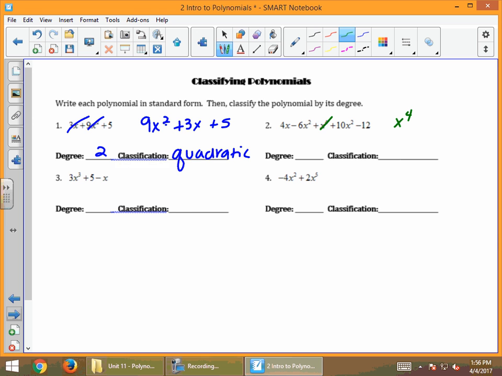Only the exponents. So if you notice how these both have x squared, what do you think we can do with them? Combine them. When that happens, they're like terms. You just combine them. So what's negative 6x squared plus 10x squared? 4x squared. So that's going to go next. Make sure you combine them.